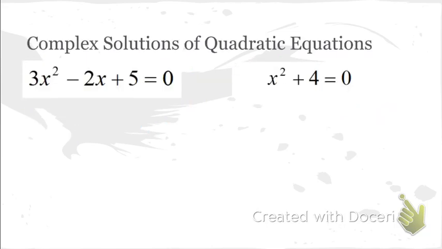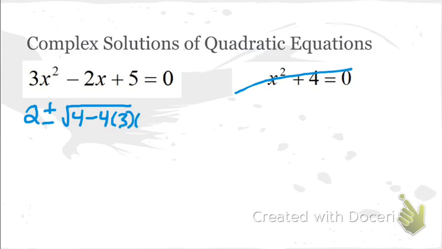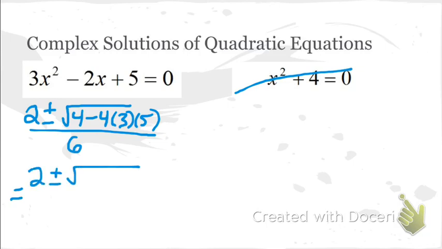So we did this one already, so ignore that. Here, we're going to do the quadratic formula. It's in standard form, so we're going to do the opposite of b, so positive 2, plus or minus the square root of b squared, which would be negative 2 squared, which is 4, minus 4 times a times c, all over 2a, so all over 6. So that becomes 2 plus or minus, let's see, the square root of negative 56, over 6.